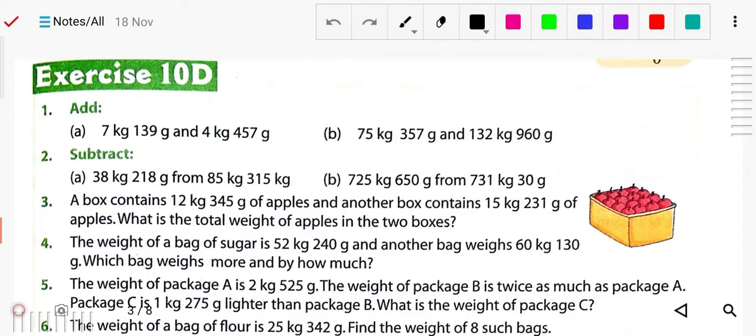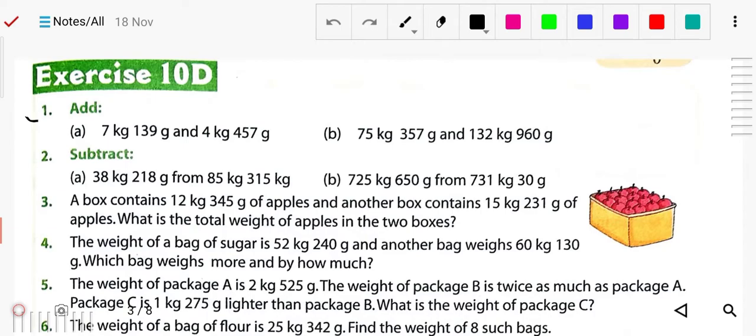We have followed a very similar method earlier in exercises 10A and 10B. Same type of methods we will follow. We will arrange the weights vertically in two columns and then add them separately, as we did with kilometers and meters. That's the process we have to follow, okay? Nothing extra is there. Already the same, only the unit is changed, okay?